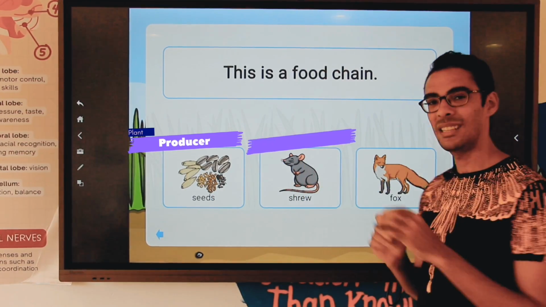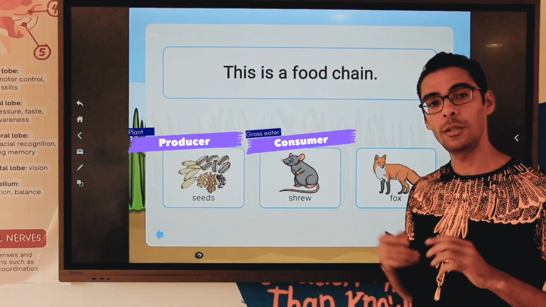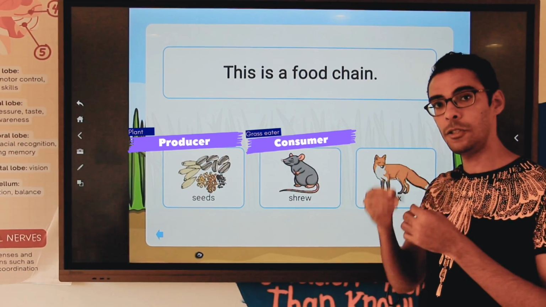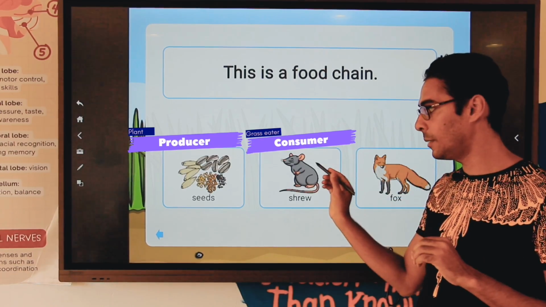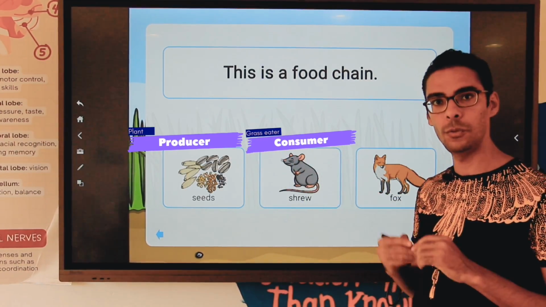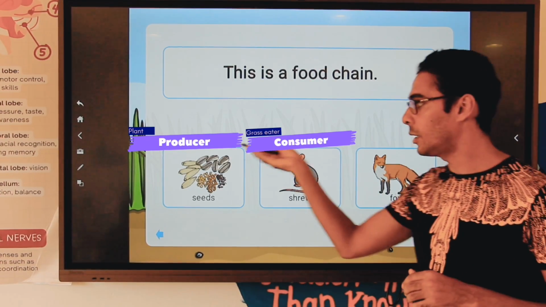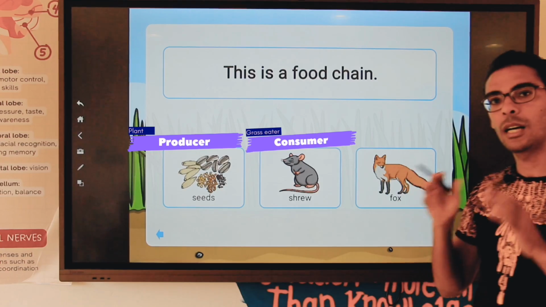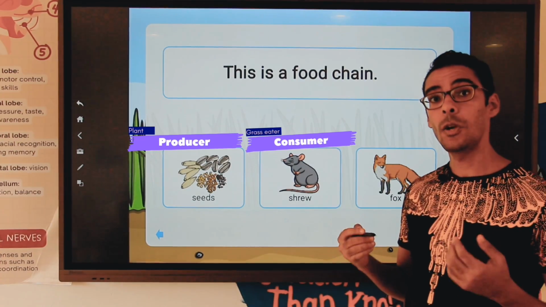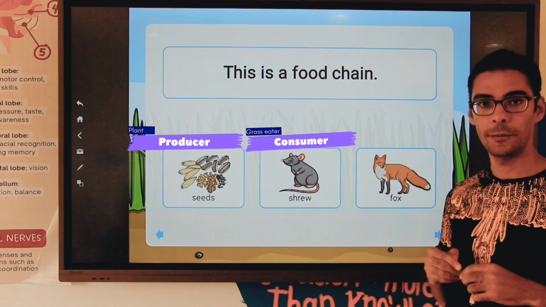In this case, this animal must be named a consumer. The word consumer means gets the energy by eating. So this animal consumes the energy from the food. It takes the energy from the food. This is what is meant by a consumer. So any animal that eats the plant is known as a consumer. Okay, so the energy moves from the producer to the consumer.